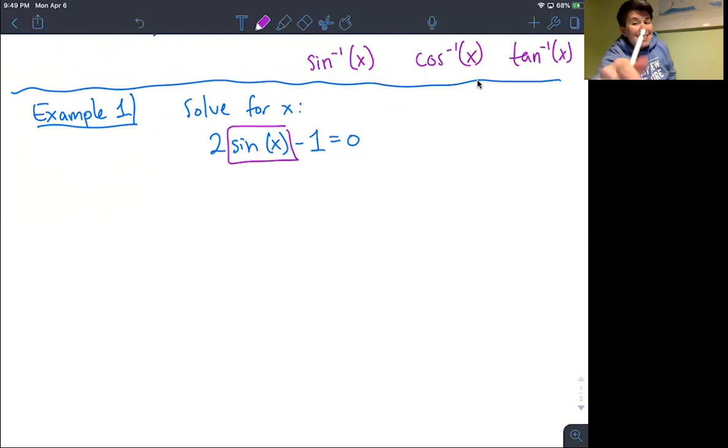Warning, do not get x by itself. You can't do that. Sine of x is all one term. You can't pop out just x by itself. So don't do that. It's just the sine of x that we can get by itself.